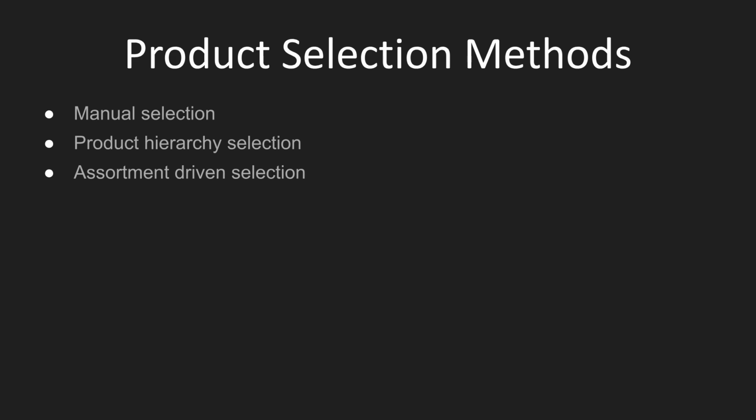Product selection methods. Products can be selected in several ways. Manual selection allows planners to pick individual products. Product hierarchy selection allows planners to include entire categories or brands. Assortments automatically define which products are available for a specific customer.